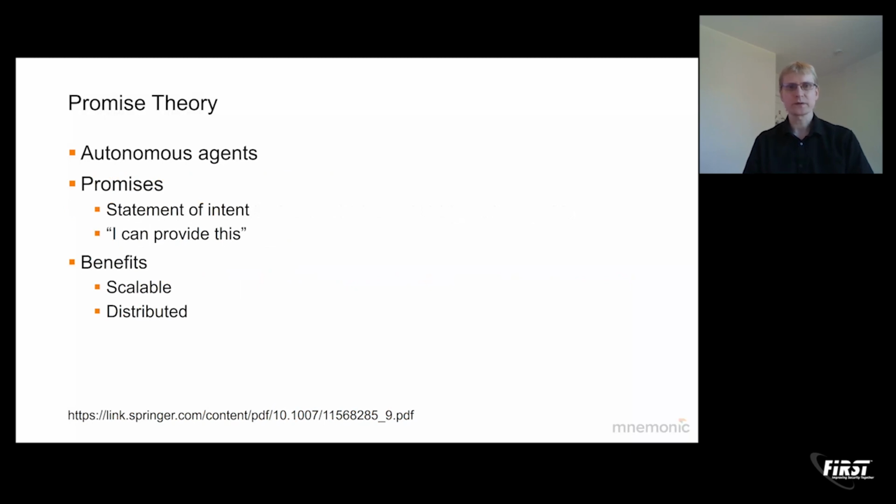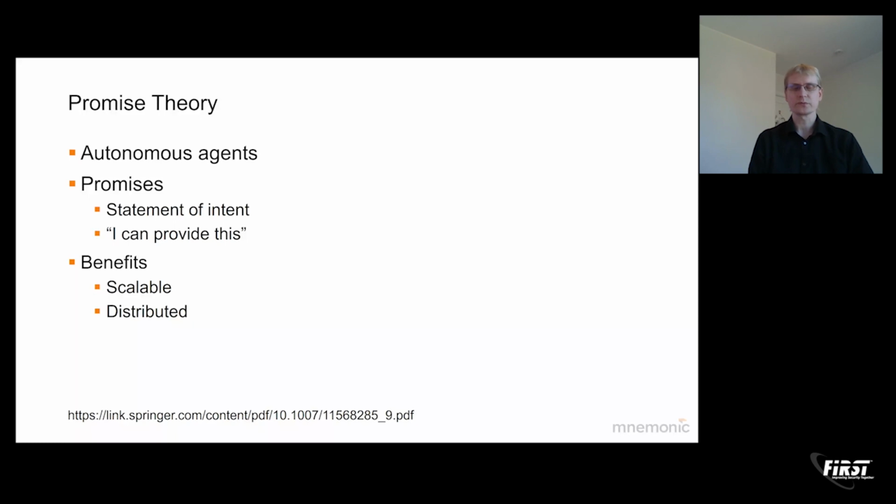And to achieve that, we applied promise theory. I will not go into the details on promise theory here. If you're interested, there's a link at the bottom to the paper that introduced it. But I'll give a very, very simplified explanation of how we use it. So promise theory consists of autonomous agents and promises. And a promise is a statement of intent. Basically, an autonomous agent saying, I can provide this.